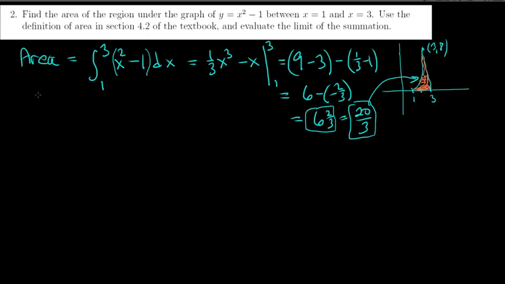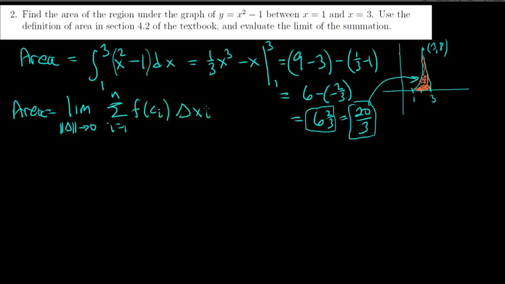Okay, so that's not the question, though. The question says to do it by using the definition, which, of course, is the following, right? It's going to be the limit as the norm of the partitions goes to 0 of the sum, i goes from 1 to n, of f of c sub i, times delta x sub i.